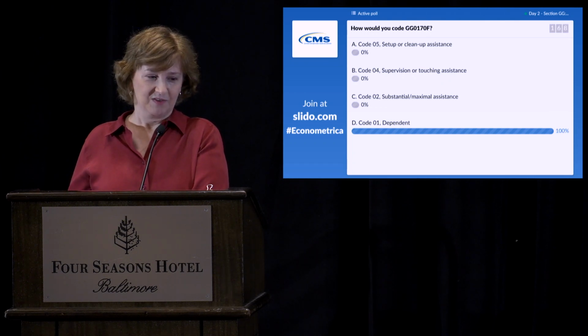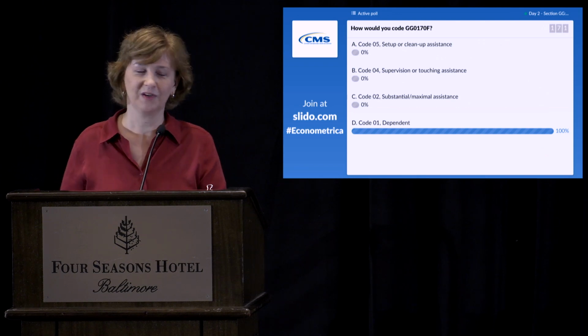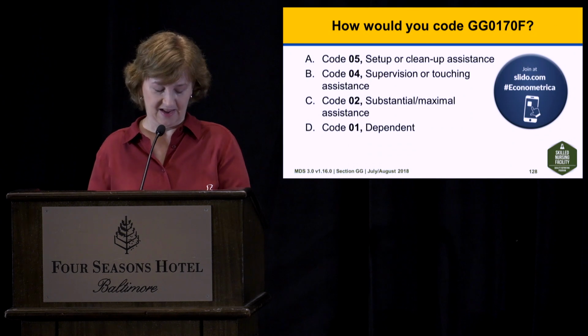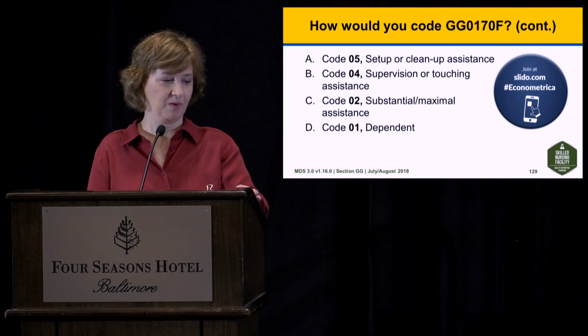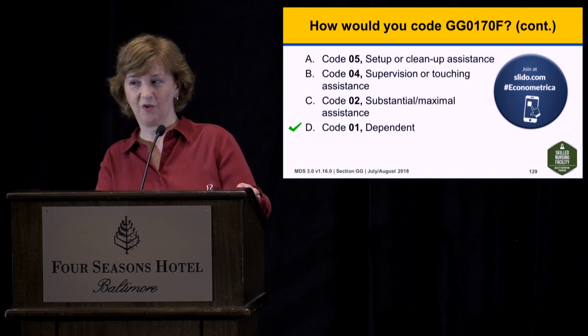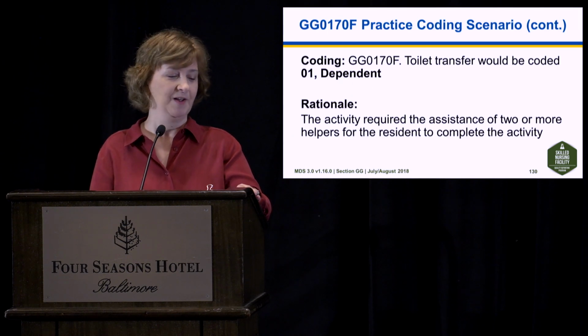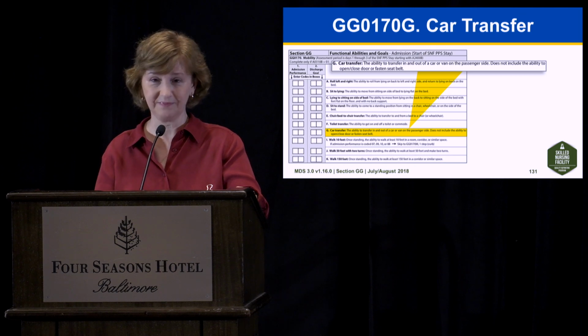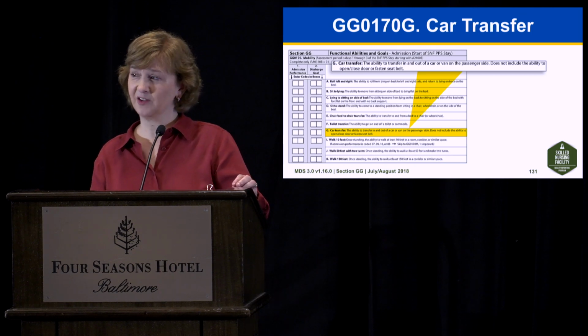Looks like almost 170 of you have coded so far, so I'll just give it another couple of seconds. And it looks like most people were coding level 1, which is correct because there's 2 helpers. So that is indeed the rationale for the code of 1. Okay, the next activity is a new one.